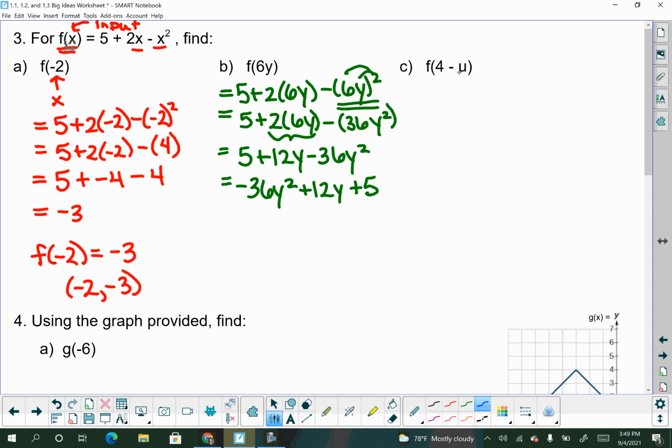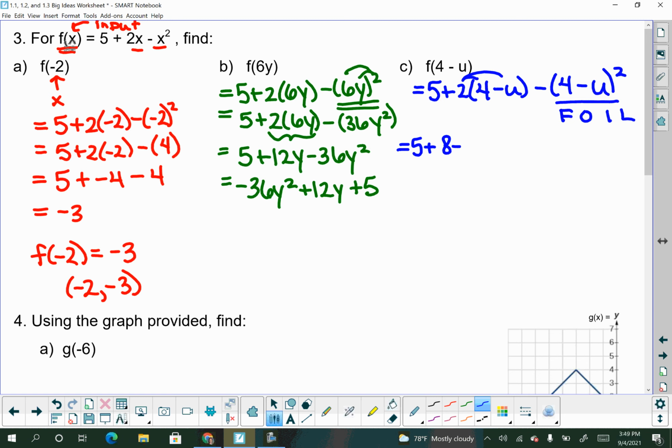Finally, for the last one, we're going to plug 4 minus u in for x. So 5 plus 2 times 4 minus u minus 4 minus u squared. So again, review from last time. Anytime we have a parenthesis squared with a plus or minus in it, we are FOILing. And in this middle term, I'm going to go ahead and actually just distribute my 2 in, make it 8 minus 2u. Bring down my minus, and now I'm going to FOIL.